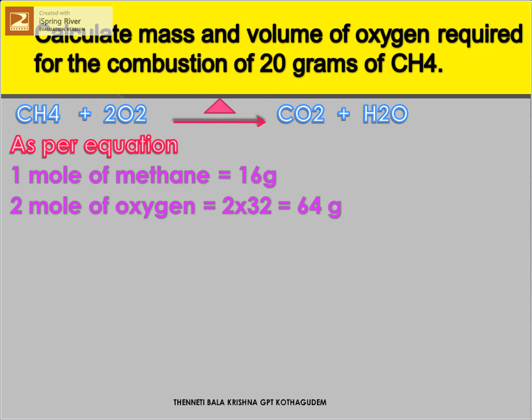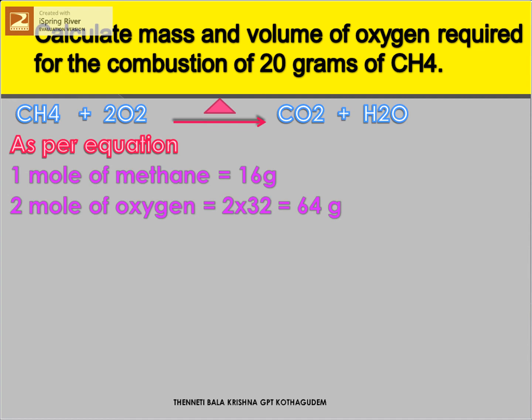It is in moles and is converted into grams because the question is asked in grams. So 16 grams of methane requires 64 grams of oxygen. Now the question is: how much oxygen is required for 20 grams?